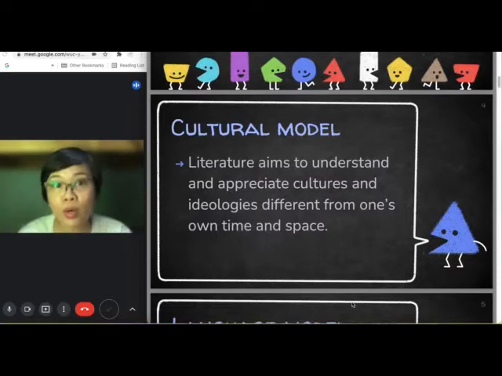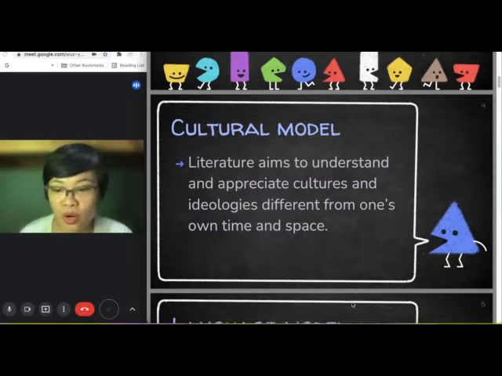Okay, so the approach is the style, right? But what's the difference? The model and the approach are almost the same, but the model is more on the structure of the objective, of what you're going to look for. What's your reason for understanding or analyzing a particular literary text?